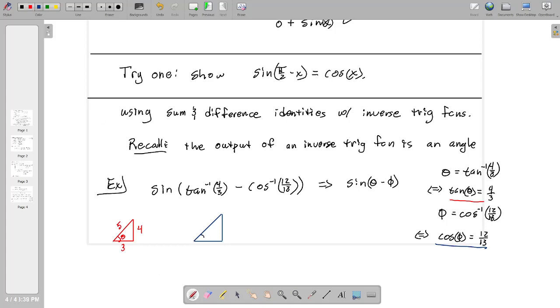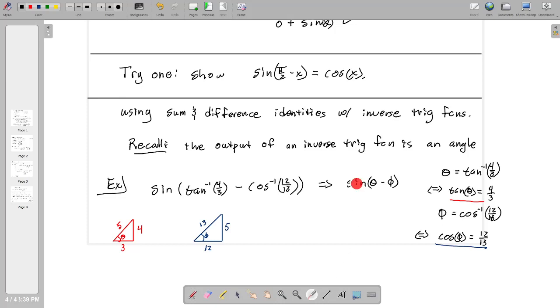And similarly, with cosine, you should try this one on your own, but cosine, we have the phi angle here. Now cosine is 12 divided by 13. Cosine of phi is 12/13. Cosine is also adjacent over hypotenuse. So I know the adjacent side is 12 and the hypotenuse is 13. We have this and this. And then we use the Pythagorean theorem again to find the third side of the triangle. In this case, it becomes 5.